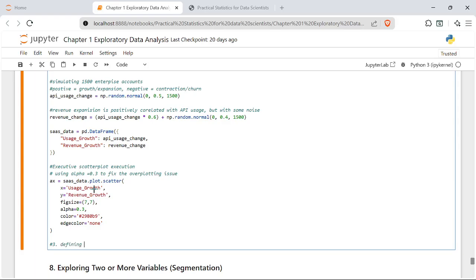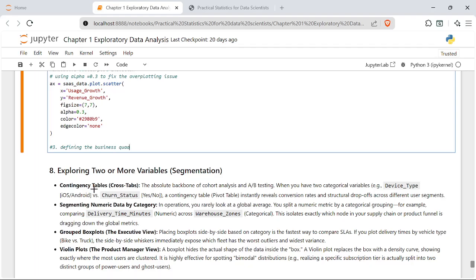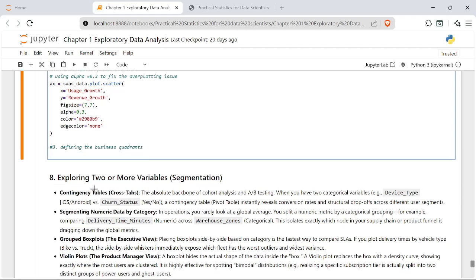Defining the business quadrants. Drawing the zero lines is what turns a basic chart into a strategic matrix.